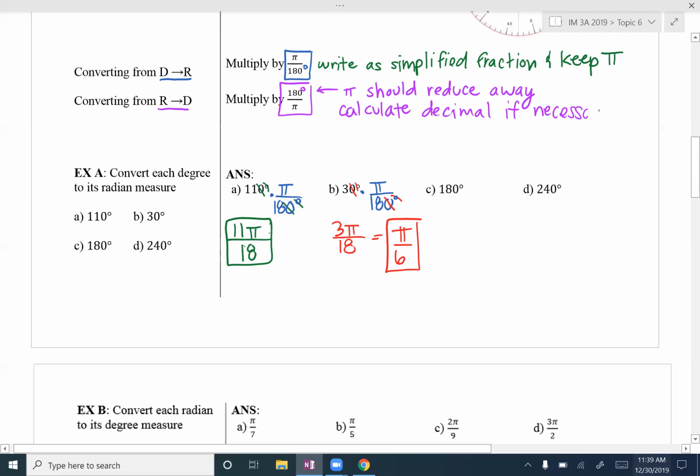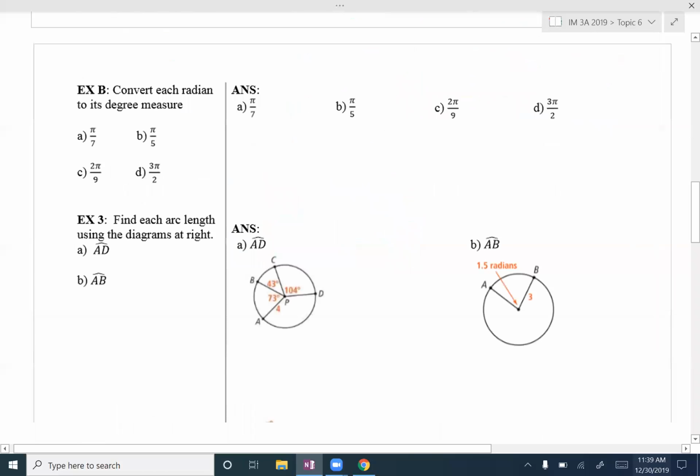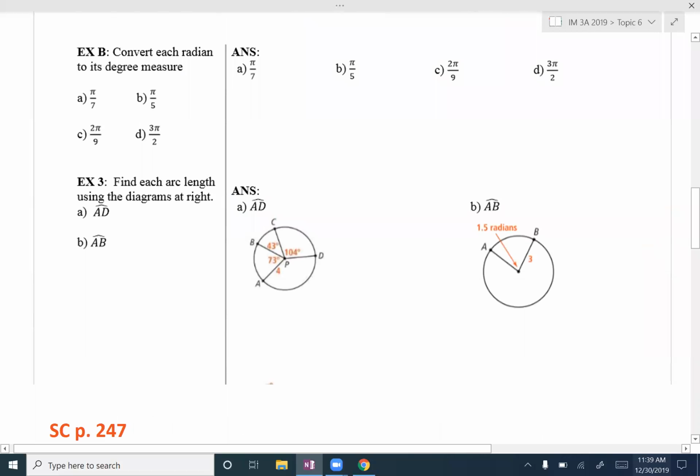So we're going to multiply by the reciprocal of that conversion factor, 180 degrees over pi, because in this case, we want the pi to reduce away as opposed to the degree units to reduce away. So in example B, we're looking at pi over 7. And so we're multiplying this by 180 degrees over pi. And so the first thing that we do with these, the same way that we reduce out the degree symbol, we're reducing out pi. So that means that we've got 180 degrees over 7.